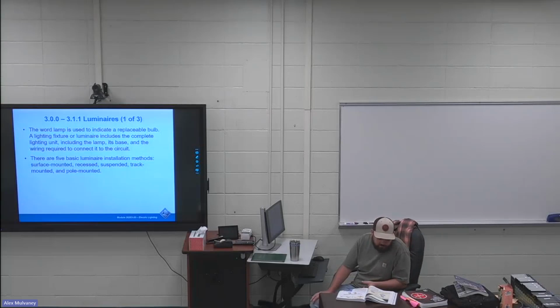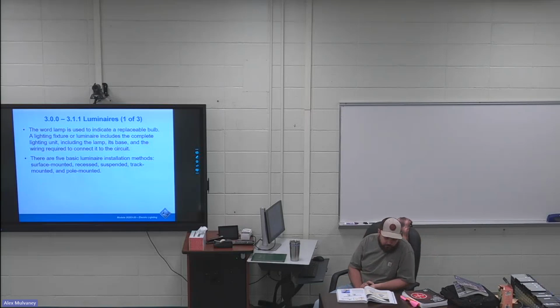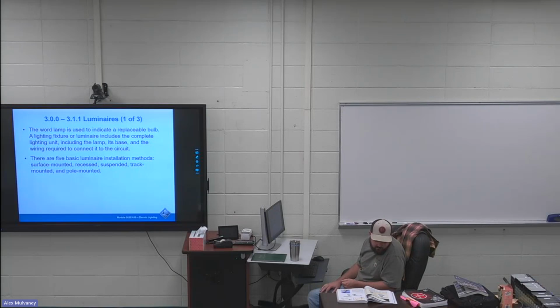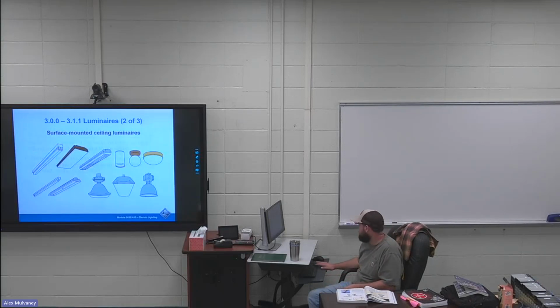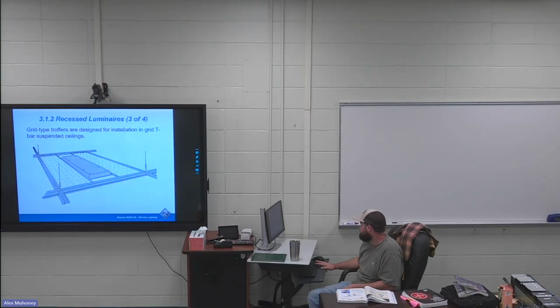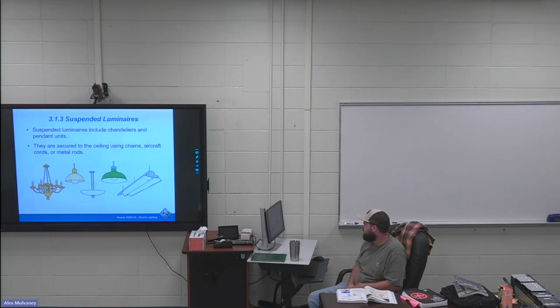Flipping over to page 26 and 27, suspended luminaires. Full thing's highlighted, little 1-2 sentence section, 313. Suspended luminaires are hung from the ceiling using a chain, aircraft wire, cord, or metal stem. Included in this group are chandeliers and pendant units. Figure 26. So those are those chandeliers and pendant units like you see right here.